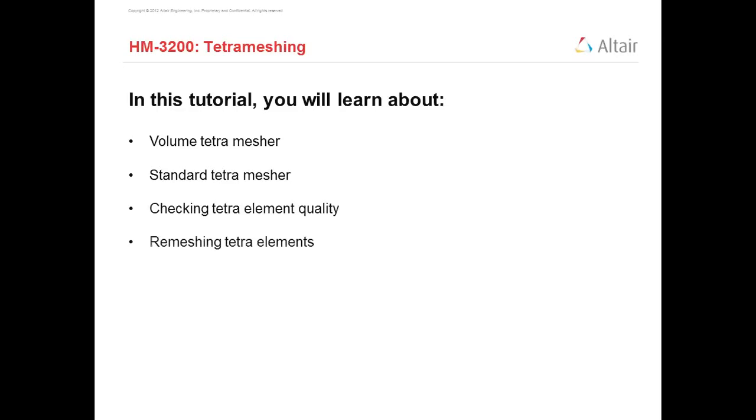So HyperMesh provides two methods of generating a tetrahedral element. The volume TetraMesher works directly with surfaces of solid geometries to automatically generate a tetrahedral mesh without further interaction from the user. Even with complex geometry, this method can often generate a high quality TetraMesh quickly and easily.